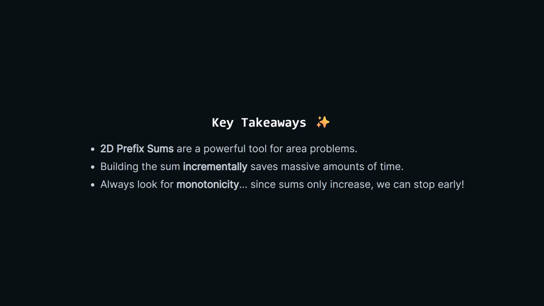So to recap, when you see a problem asking for sums of rectangular areas, think 2D prefix sums. By building our totals step by step, we turn a slow problem into a very fast one. And remember to look for early exit conditions like we did here to squeeze out even more performance.